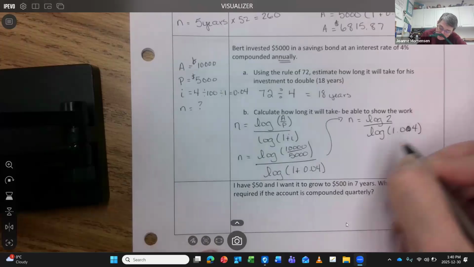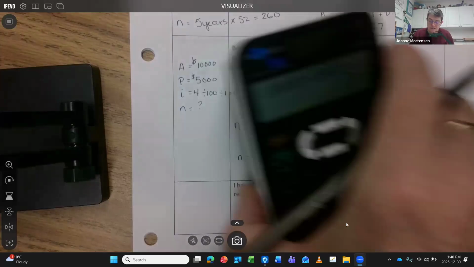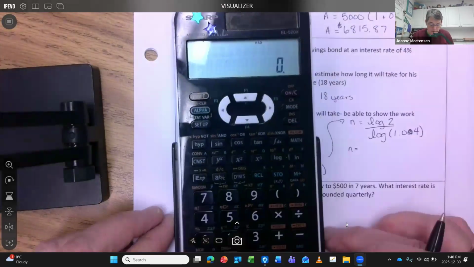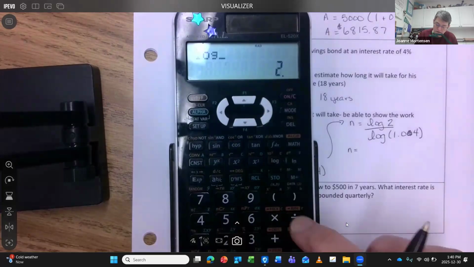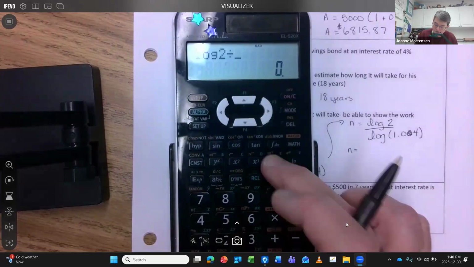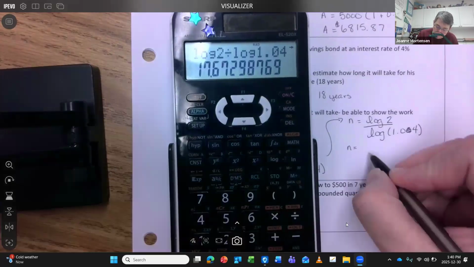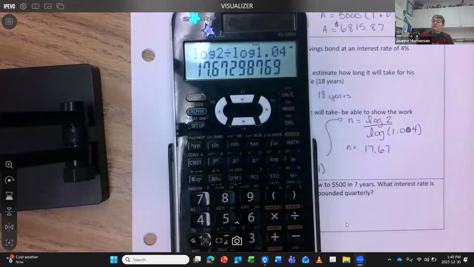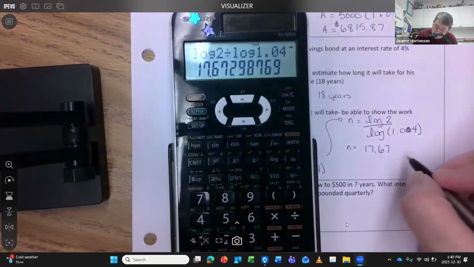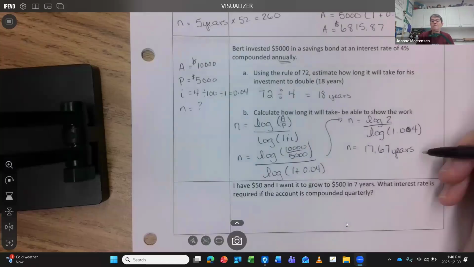That would be bad. Now, I wasn't kidding when I said I haven't done this since last year. Let's see if I can do this. All right, so we're going to find the logarithm button. There it is. One that says log. Log 2 divided by log 1.04 and is 17.67. 17.67 what? Years. So our estimate is pretty close to what our answer is.